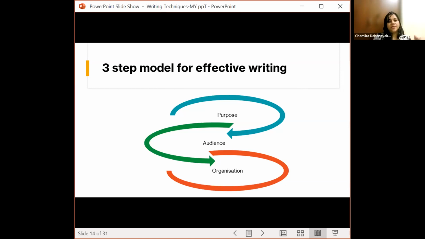What are the 3 steps? Everyone, shout and tell me. First one, purpose. Second, audience. Third, organization, right? So as I said before, we are going to do some activities based on this, right?